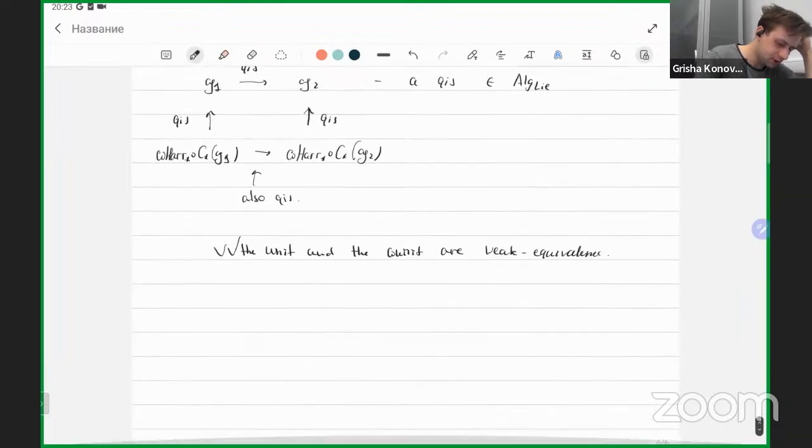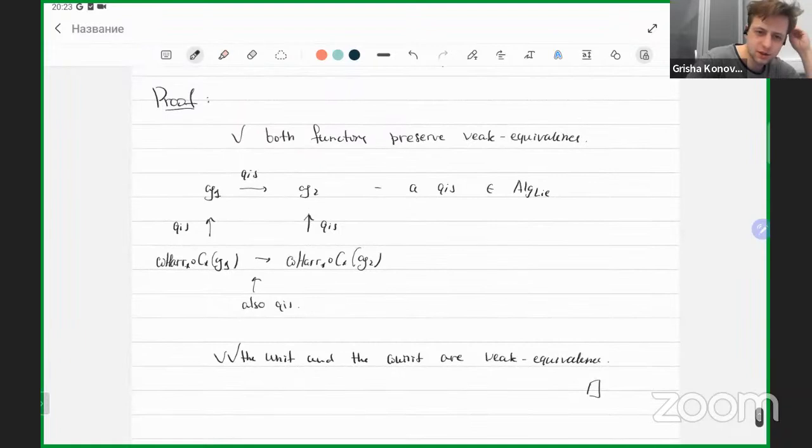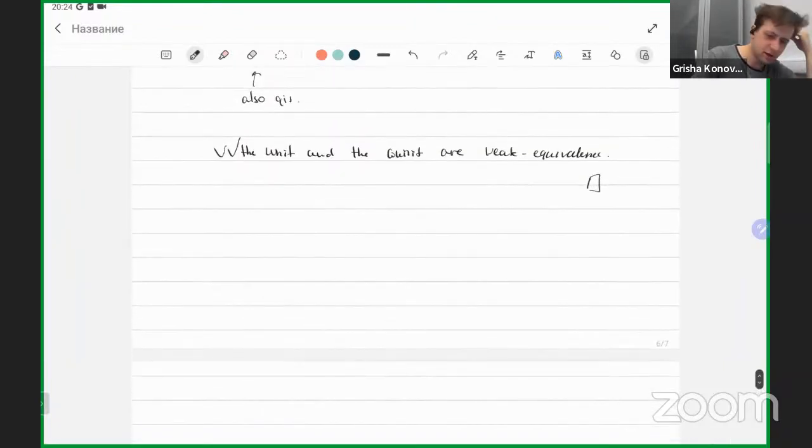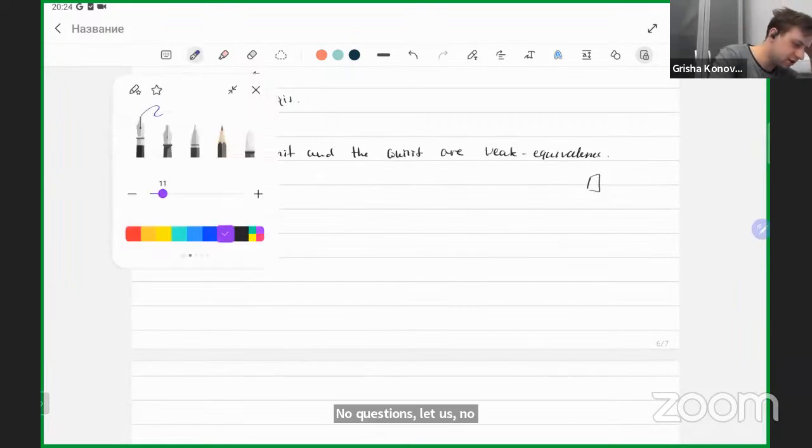Okay, so any questions about that? If no questions, let us now proceed to the construction of the functor psi.